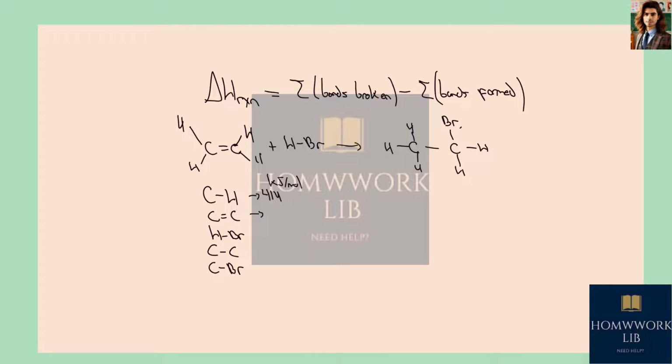For carbon double bond carbon, we have 615. For HBr, the value is 368. For carbon carbon as a single bond, the value is 347. And carbon bromine, we have a bond energy of 276 kilojoules per mole.